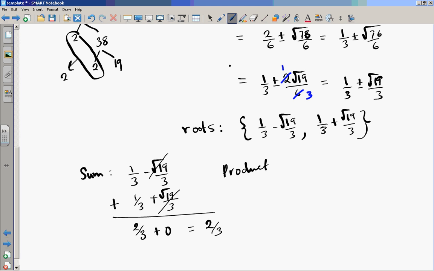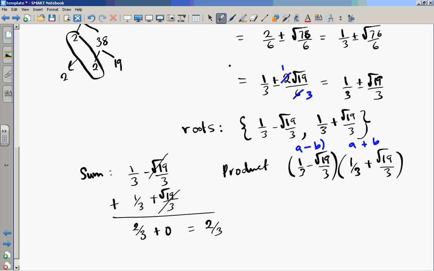we're going to do 1 over 3 minus root 19 over 3 times 1 over 3 plus root 19 over 3. Remember the trick I just showed you in the other problem? This is like a minus b times a plus b. What is it when you multiply a minus b and a plus b? This is a factored form of the difference of squares, right? It's simply a squared minus b squared, right? So if I apply that idea here, if I follow this out, it's simply going to be 1/3 squared minus root 19 over 3 squared.